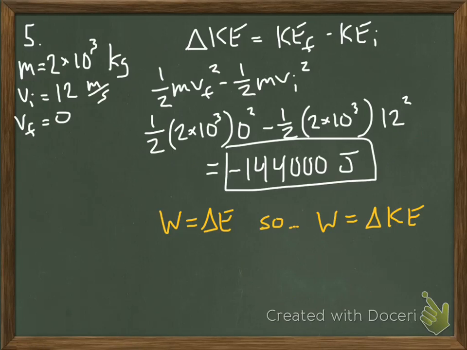It could be PE, it could be KE, it could be spring energy, it could be Einstein's energy of mass, E equals mc squared. It doesn't matter. Work is just equal to change in energy. So I've already figured out that my change in kinetic energy is negative 144,000 joules. So then that's also the work, because work is just change in energy. It doesn't matter what kind of energy it is.